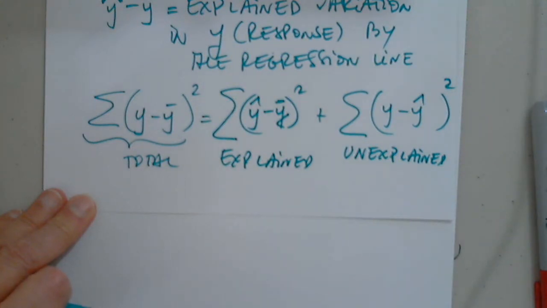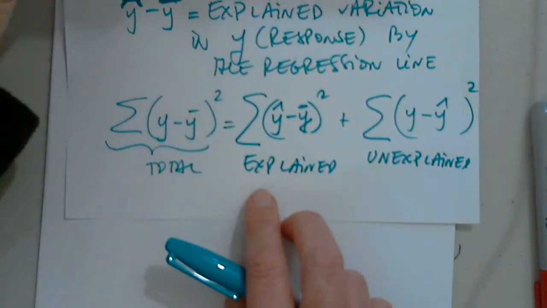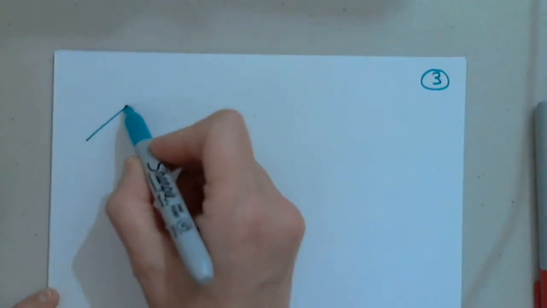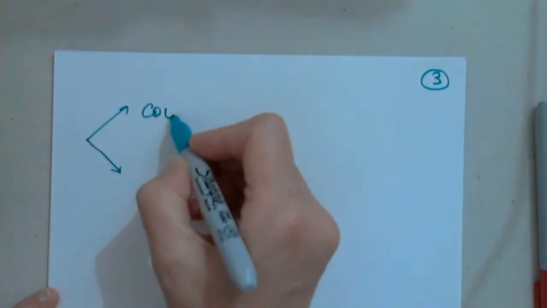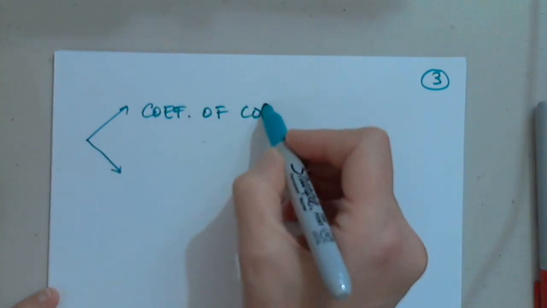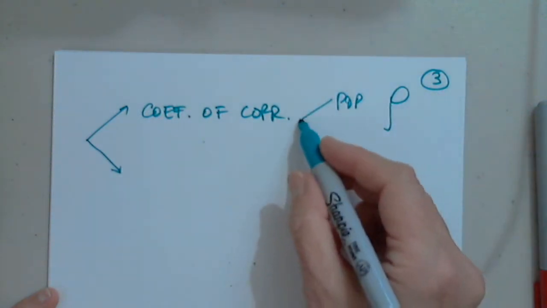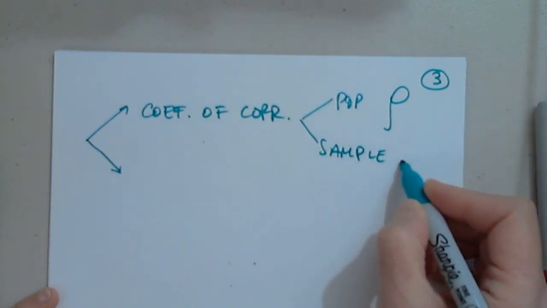No. Okay, so now the only thing I was going to mention before we look at some problems is, that's my page 3, how we get the coefficient of determination. So again, two different things here. Coefficient of correlation, and we know for population, rho, for sample, lowercase r.